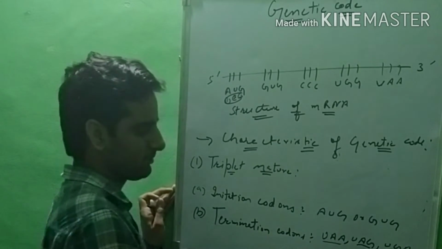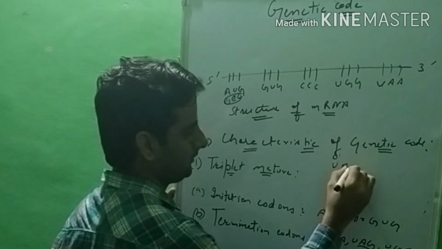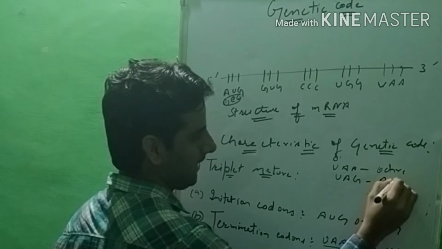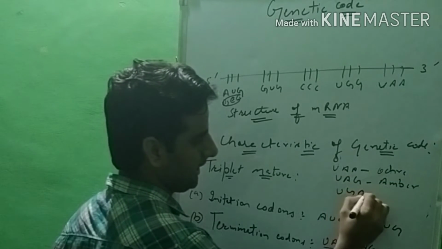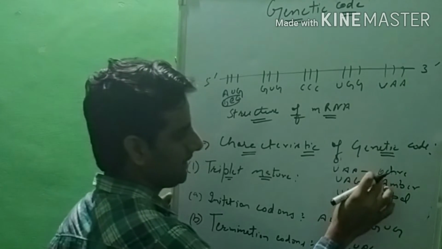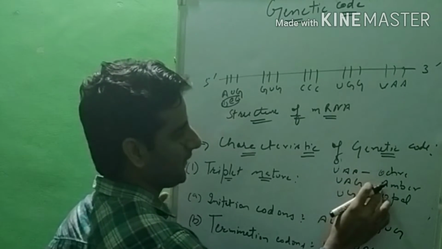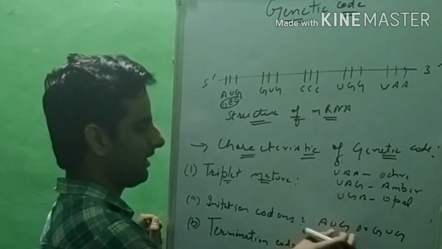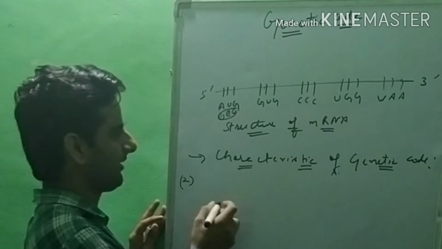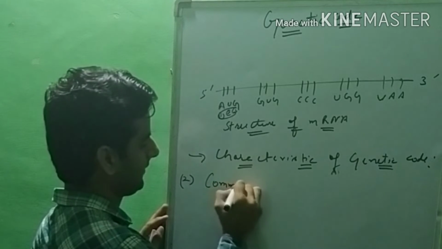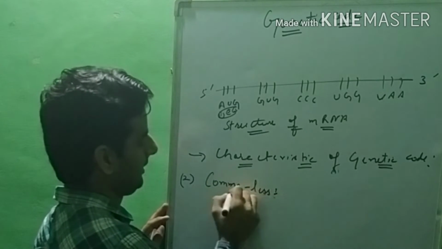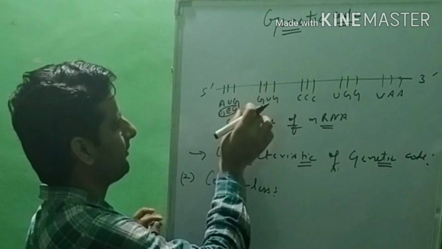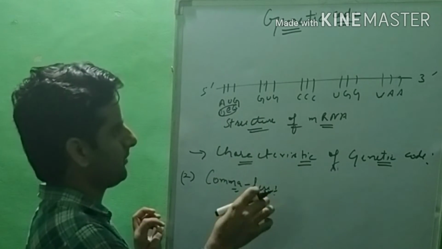These three terminator codons have been given special names. UAA is called ochre, UAG is called amber, and UGA is called opal. These are the other names of these three codons. Move on towards the second characteristic of the genetic code, that it is comma-less. As we have shown here on the mRNA, there is no comma between two adjacent codons or between the two nitrogen bases of the codon.